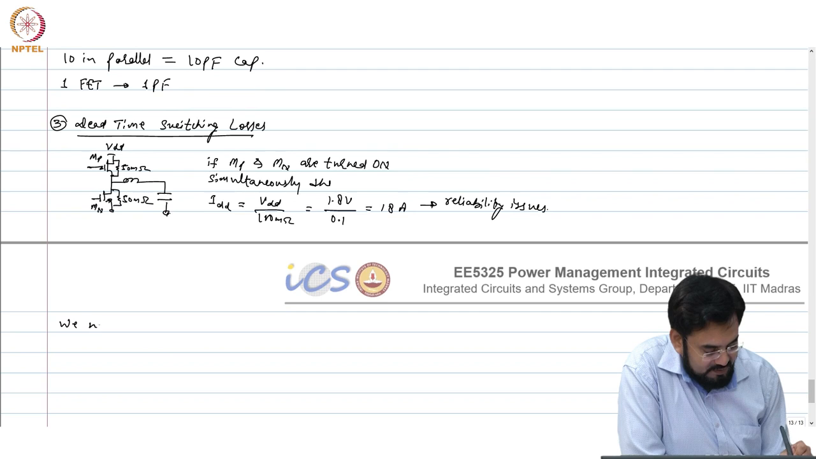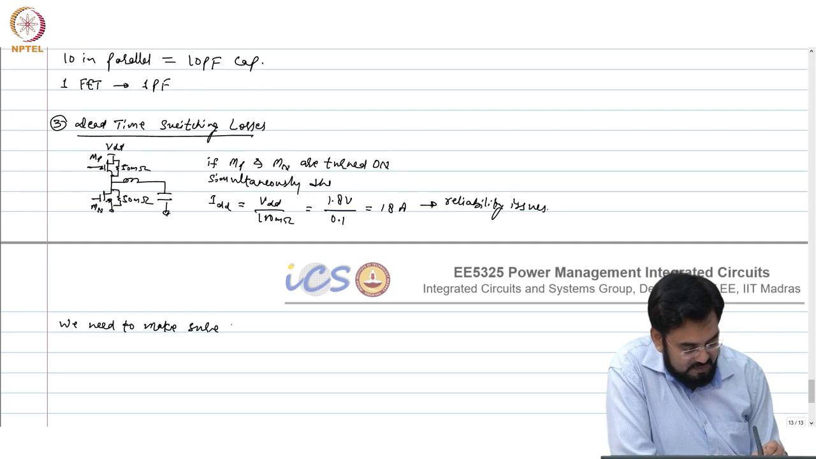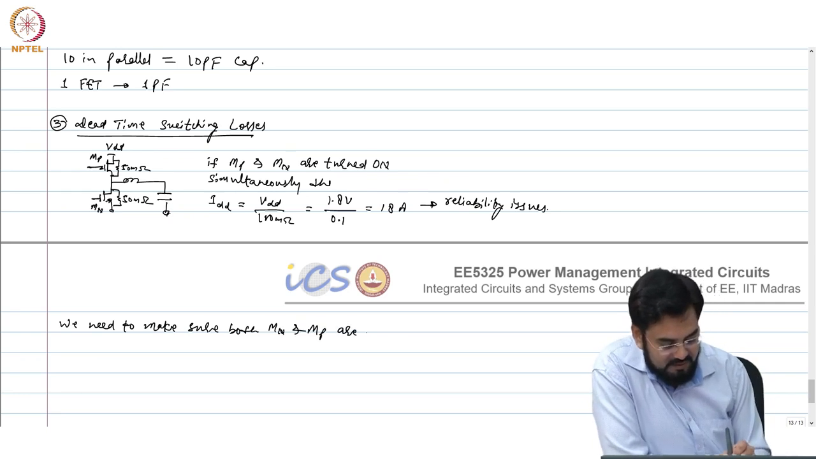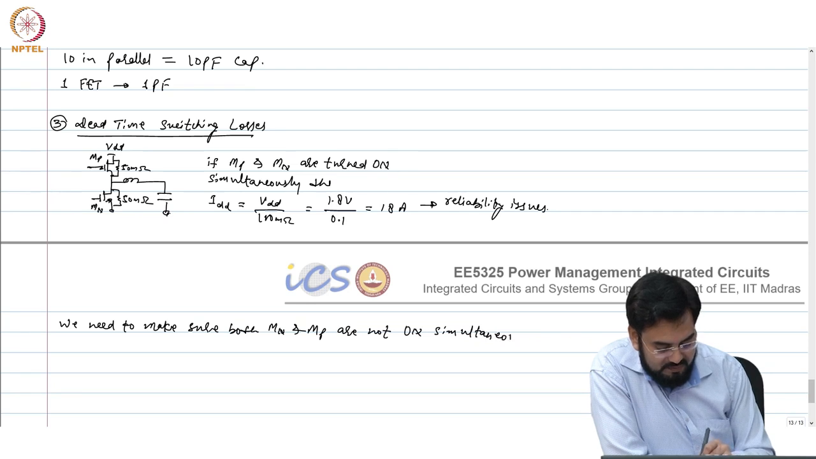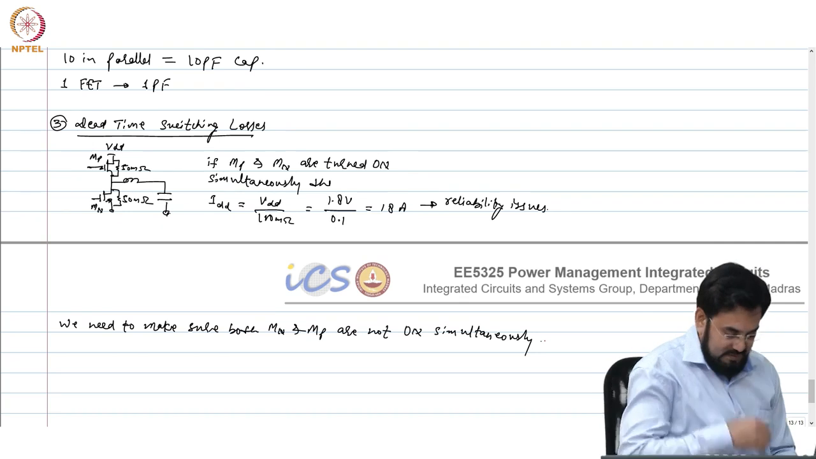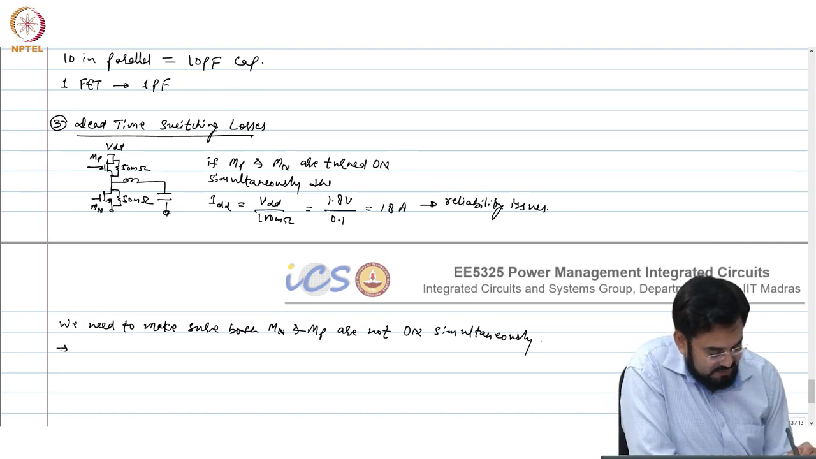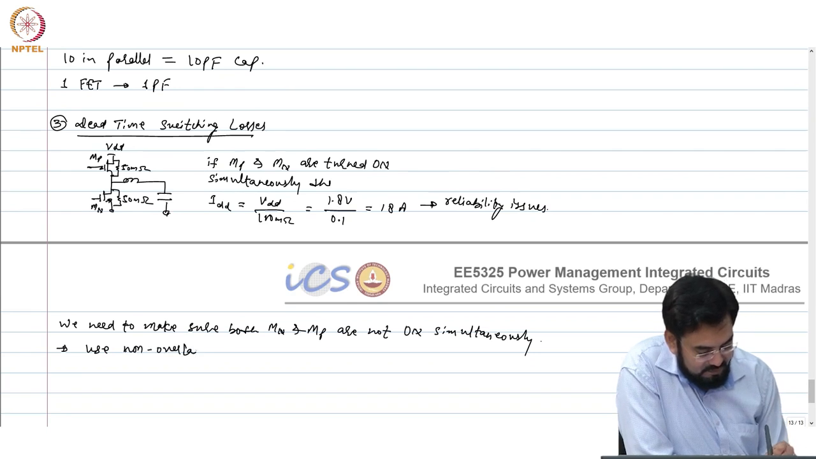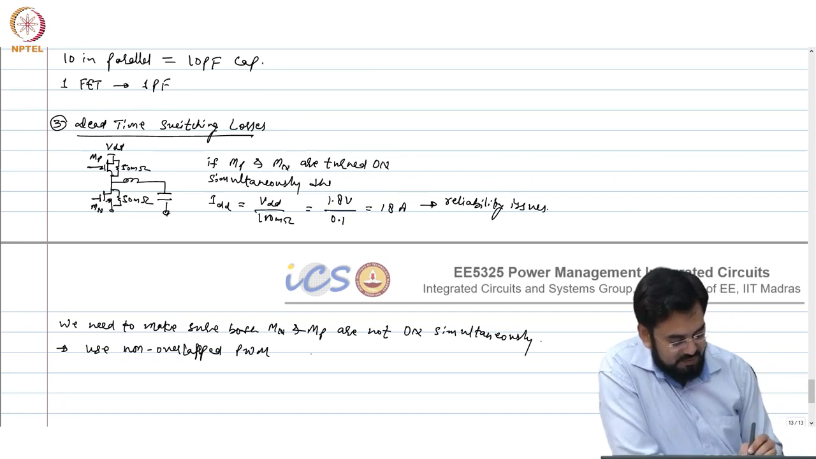So we need to make sure both MN and MP are not on at the same time. So use non-overlapped PWM.